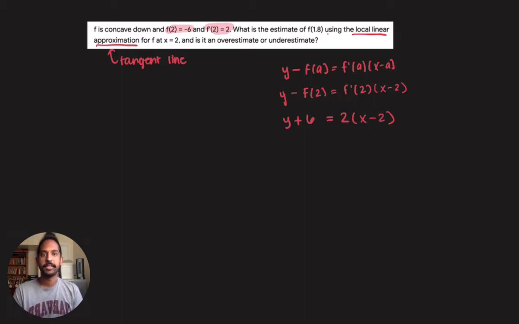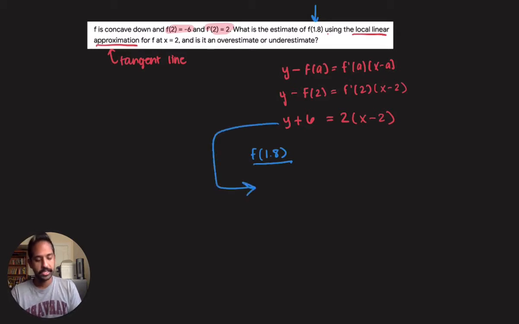Our next step is that we need to use local linear approximation to estimate f of 1.8. So we're going to say f of 1.8. We have to plug in our x value of 1.8 into the equation that we have here. So we do y plus 6 equals 2 times 1.8 minus 2.